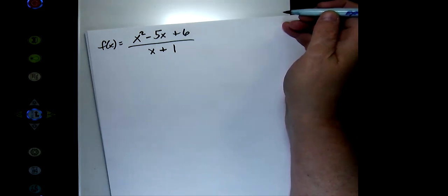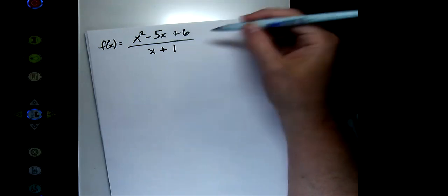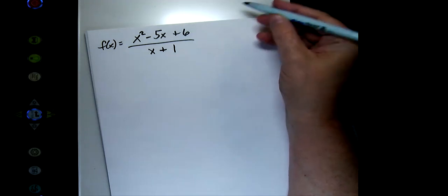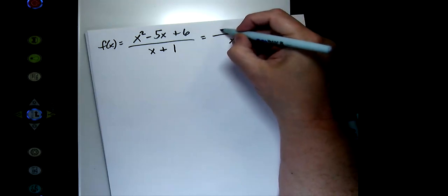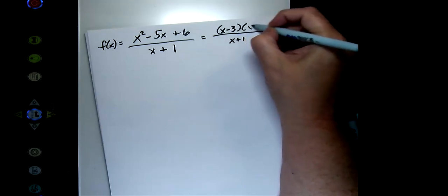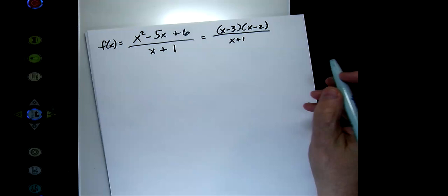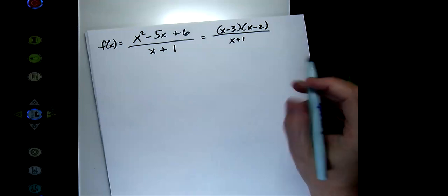That's what we're gonna draft. We're gonna draft this bad boy. Cool. So what's the top factor into, Luis? Good. So nothing cancels out here. There's no removable discontinuity.